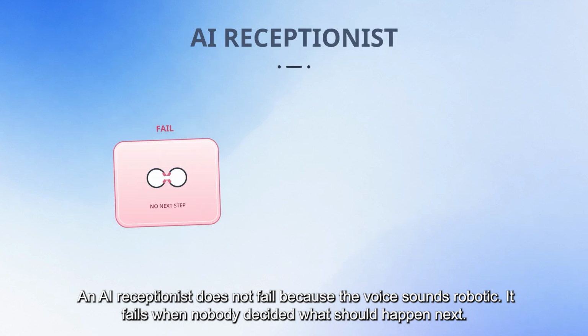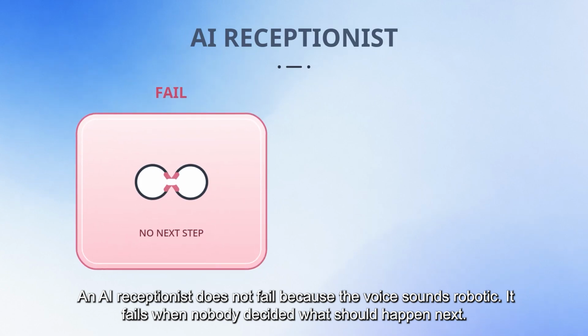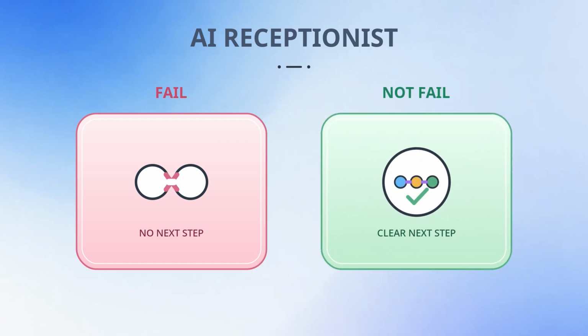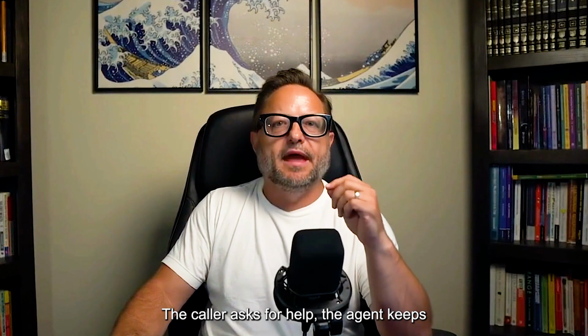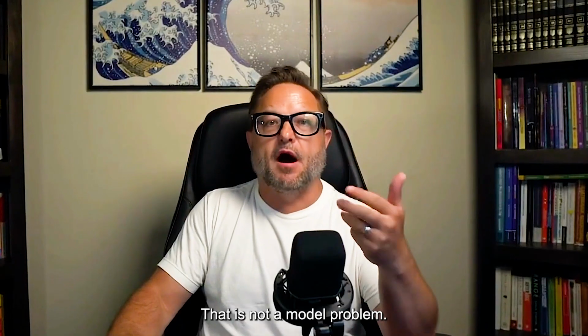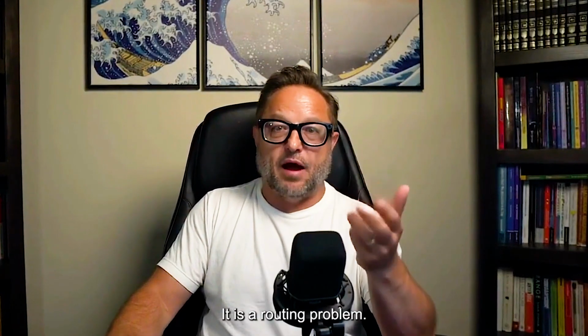An AI receptionist does not fail because the voice sounds robotic. It fails when nobody decided what should happen next. The caller asks for help, the agent keeps talking, and the business loses control of the handoff. That is not a model problem. It is a routing problem.